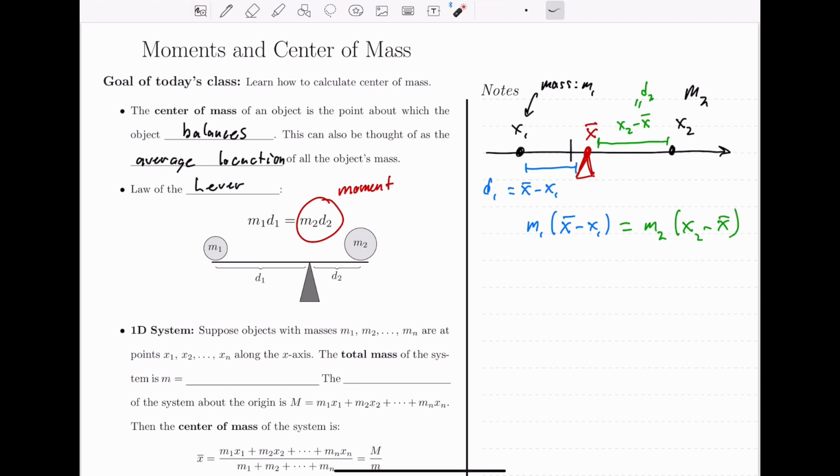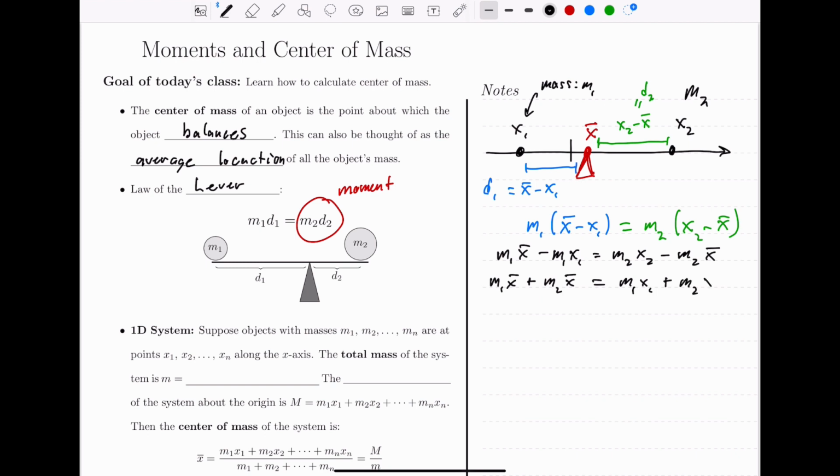We want to solve for x bar to get an expression for the center of mass in terms of these different values. So let's distribute. m1 times x bar minus m1 times x1 equals m2 times x2 minus m2 times x bar. We want to solve for x bar, so we'll isolate x bar on one side. To m1 x bar, we'll add m2 x bar to both sides. So we add m2 x bar, and then we want to add m1 x1 to both sides. So we have m1 x1 plus m2 x2.